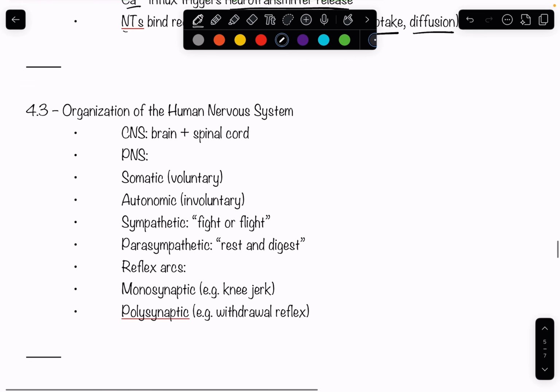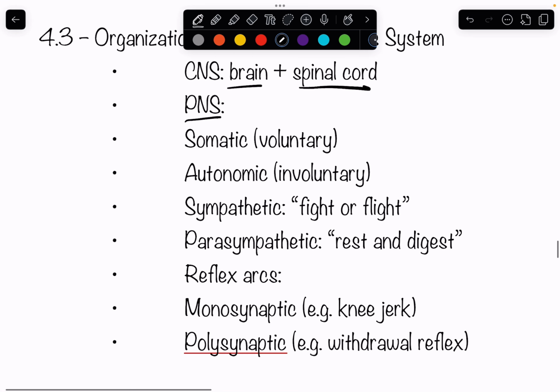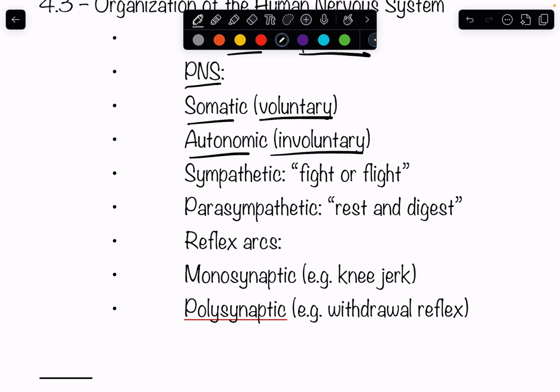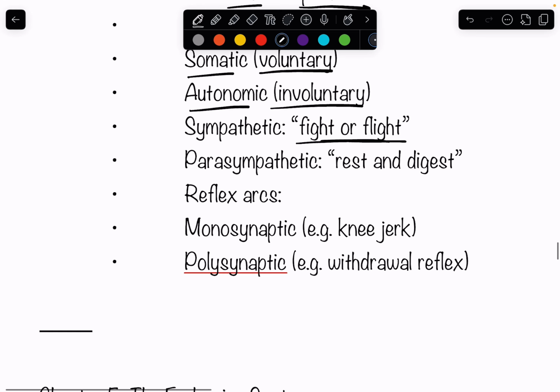And last but not least, the organization of the human nervous system. Your central nervous system is going to be your brain and your spinal cord. Your PNS is split into your somatic, which is going to be voluntary, and then your autonomic, which is going to be involuntary. And then your sympathetic nervous system is going to be that fight or flight. So when that happens, your heart rate goes up, your pupils dilate, you have vasoconstriction and all of that. And then your parasympathetic is going to be rest and digest. So when this happens, you relax, your heart rate goes down, and you're ready to eat or something.